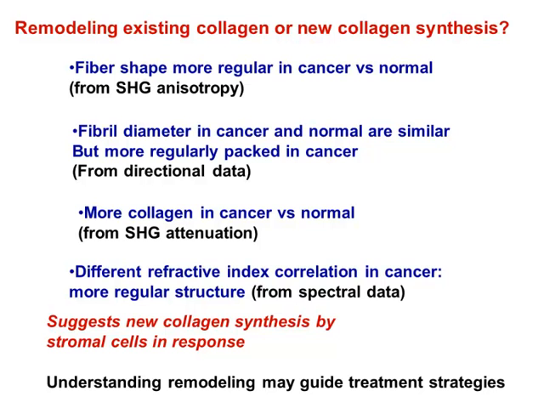So the point of this part of the talk is to ask the question: is this remodeling of existing collagen or new collagen synthesis? All the data we have indicates that the collagen in the cancer is more ordered, because the fibril shapes are more regular and the fibril diameters are more normal. There seems to be more collagen, even though we haven't definitively proved this. And based on the spectral dependence of mu(s) prime, it also would indicate that the cancer has a more regular structure. So in general, it's hard to imagine that nature would work to decrease its entropy by making things go from more ordered to less ordered, to more normal, to more ordered.